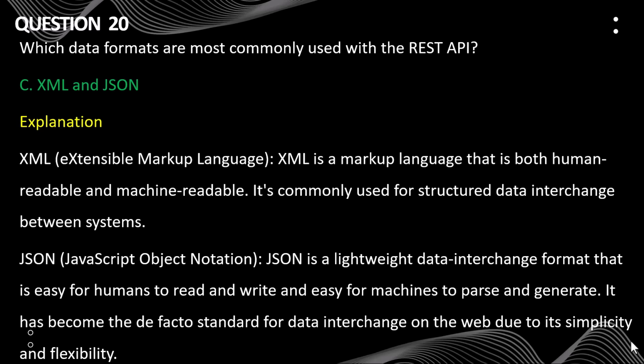XML is a markup language that is both human readable and machine readable, and it's usually used for structured data exchange between systems, while JSON, or JavaScript Object Notation, is a lightweight data interchange format that is also easy for humans to read and understand and easy for machines to parse and generate. This has become the standard for data interchange on the web due to its flexibility and simplicity. So these are the two common data formats that are used with the REST API, XML and JSON.